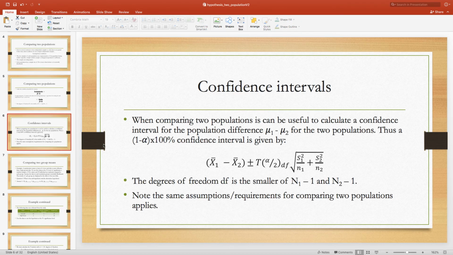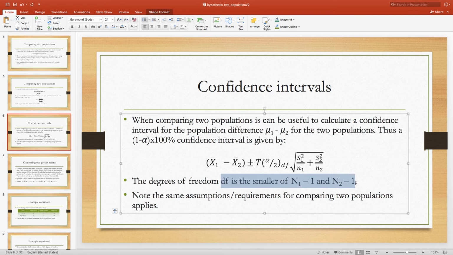So here's how you construct a confidence interval. When you're comparing two populations, you can calculate a confidence interval for the mean difference. You take the mean of 1 minus the mean of 2 plus or minus the t-distribution with alpha over 2 and the degrees of freedom times this standard error, S1, the sample standard deviation of 1 squared divided by its sample size plus the standard deviation of population 2 squared divided by its sample size. And the degrees of freedom is the smaller of the two group sizes minus 1.